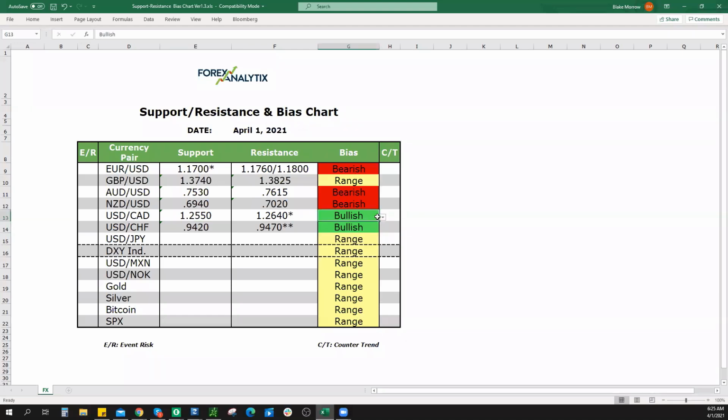You know what? I'm sorry. I'm going to put the dollar Canadian back at range until we get a clean break above the highs, which isn't happening now, by the way. Until we get a clean break of those highs, I'm going to keep it on range.